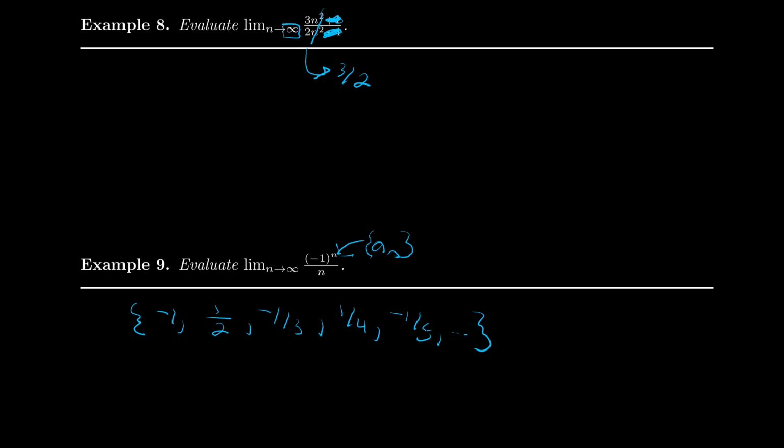What we can just do is look at the absolute value of a sub n and see what they're doing in absolute value and get some information off of that. So in absolute value, this is just 1 over n. And we know that that goes to 0 as n goes to infinity. So we can look at it that way.